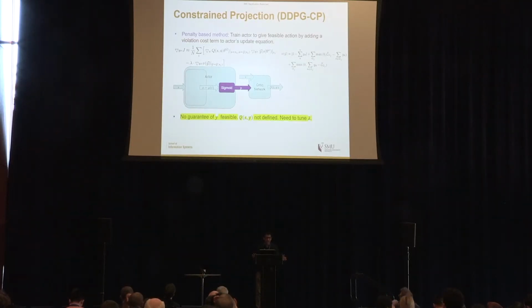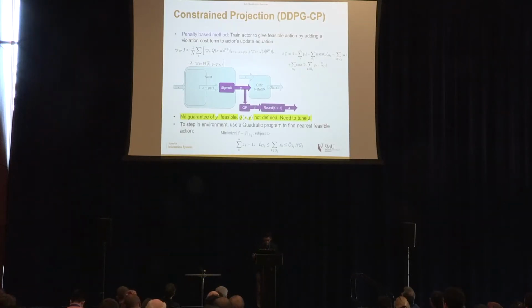Despite that, there is no guarantee that Y will be feasible. And when Y is not feasible, Q of (s, Y) is not even defined. It's practically defined, but it's not theoretically defined. So it's theoretically not justified. Moreover, we need to tune lambda for every domain, which is not an exciting thing. And if we want to take a step in the environment, we need a feasible action. To do that, we can just find the nearest feasible action to Y using a quadratic program.